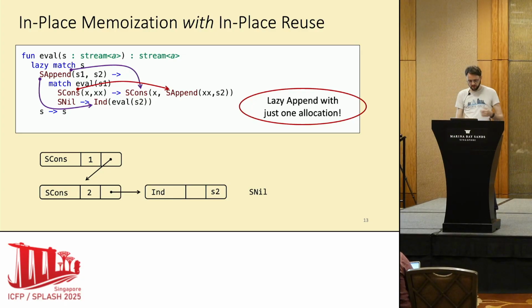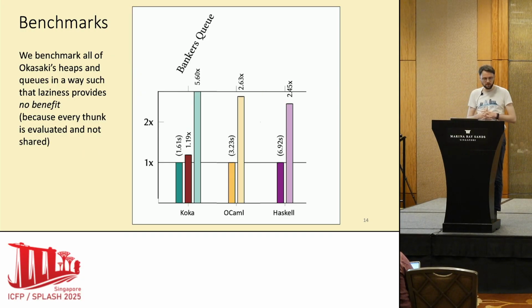So we have benchmarked this, and we wanted to benchmark it in a setting where laziness provides no benefit. So we've looked at the heap and queue example that Okazaki provides. And we made a benchmark where every thunk is evaluated, and in particular is not shared, which means that in this case, the laziness doesn't really benefit the program, but it allows us to capture what the overhead of all of the allocations and so on that you need for laziness is.